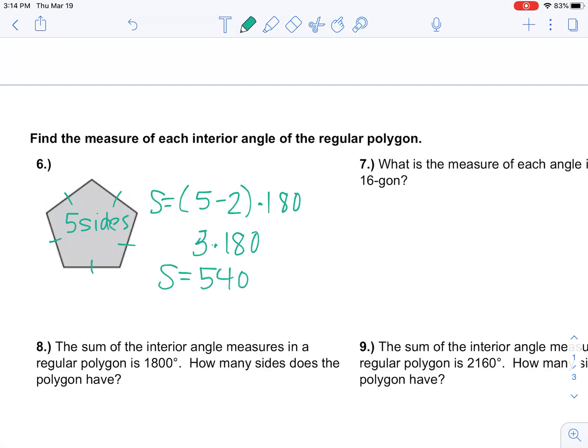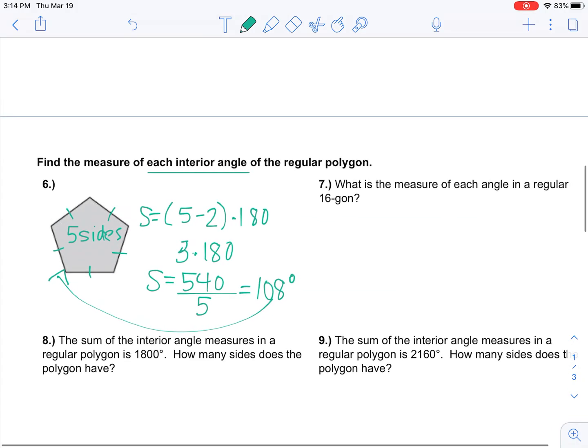Sum of 540, but we want to know what each interior angle is. So if this is a 5-sided shape at 540 degrees total, we're going to divide it by 5 to know that each angle measure is 108. So each of these angles is 108 degrees.